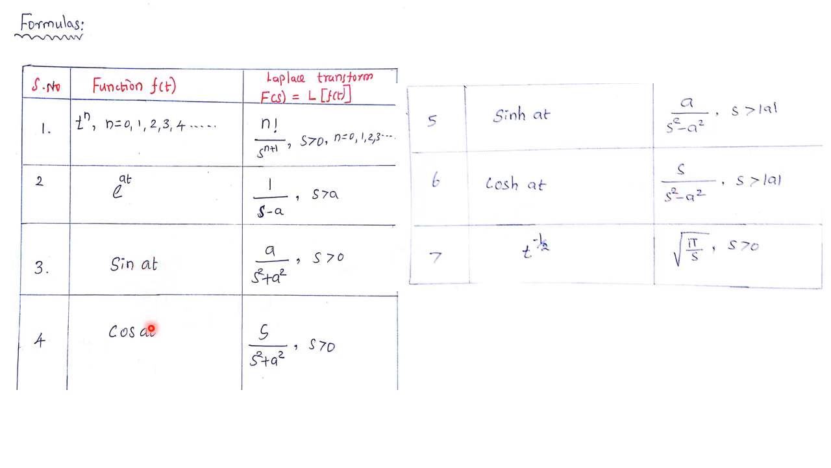To remember the formulas very easily, we can use this shortcut. For cos, the pronunciation ends with s, so for cos we use s in the numerator. For sin we use a. So for cos, s divided by s square plus a square. Likewise cos h a t is s divided by s square minus a square. When it is a hyperbolic function, the denominator is s square minus a square. Without the hyperbolic function, it is s square plus a square in the denominator. The next formula, the Laplace transform of t power minus 1 divided by 2 is equal to root of pi divided by s.